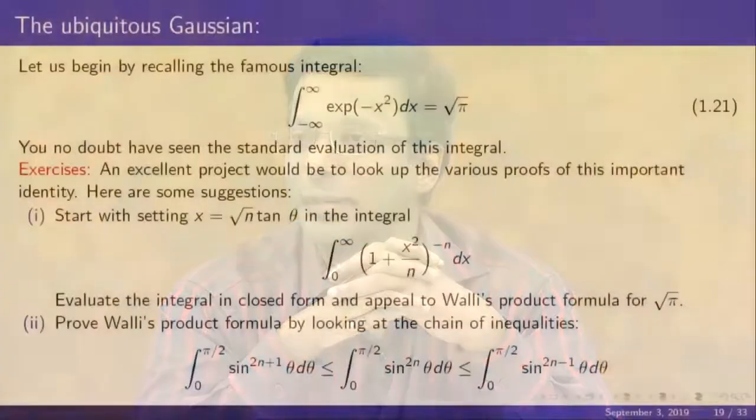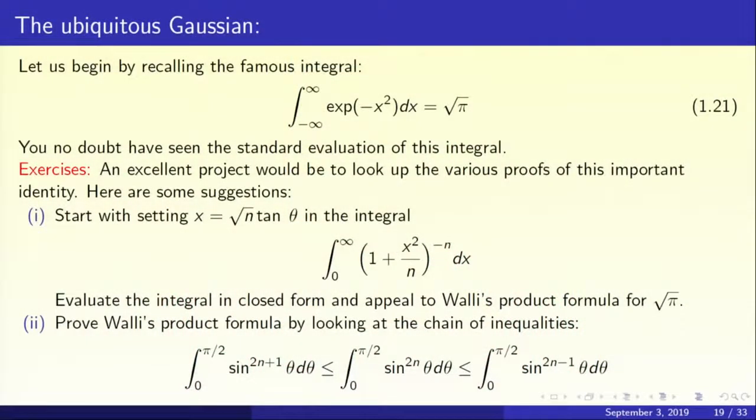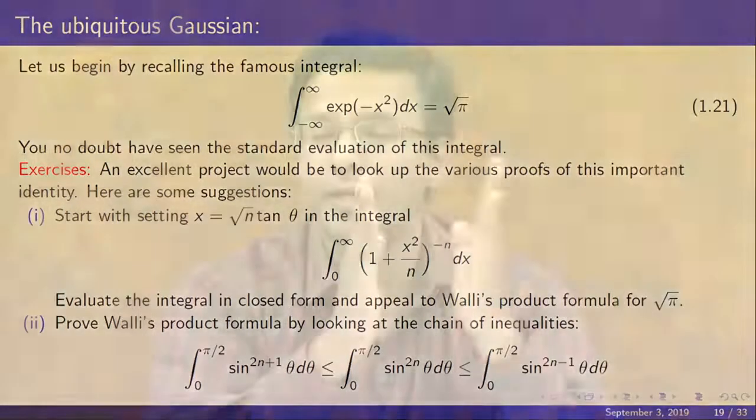So now let us look at this integral 0 to infinity (1 plus x squared by n) raised to the power minus n dx. Now what will happen to this as n tends to infinity? I want to compute the limit of this as n tends to infinity. Take the limit under the integral sign and you will get integral 0 to infinity limit as n tends to infinity (1 plus x squared by n) raised to the power minus n.